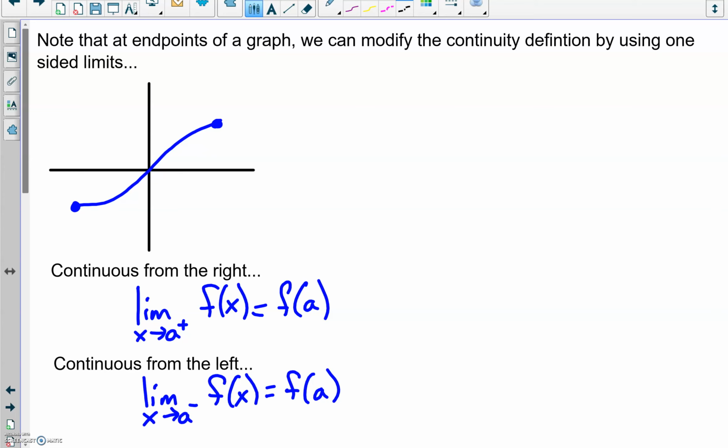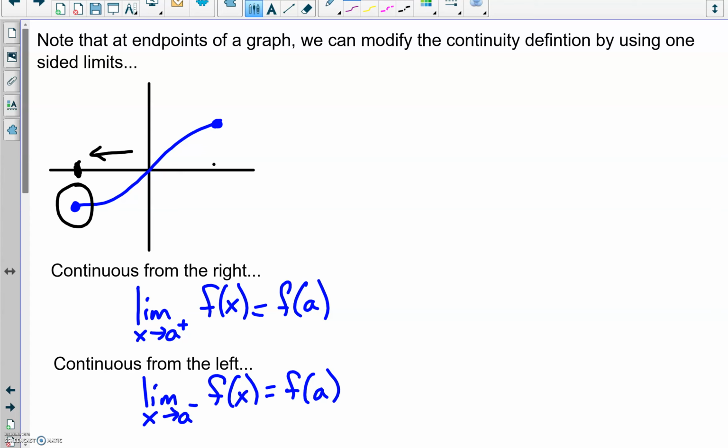So what we can do is, let's say, for example, that over here on the left side, this is our A, and we're going to come in from the right. And we would say that if the limit as x approaches A from the positive side, coming in from the right, of f of x equals f of A, then it's continuous from the right. Not continuous from the left, because there's nothing over there at this point. There's nothing on the left, but we could be continuous from the right.